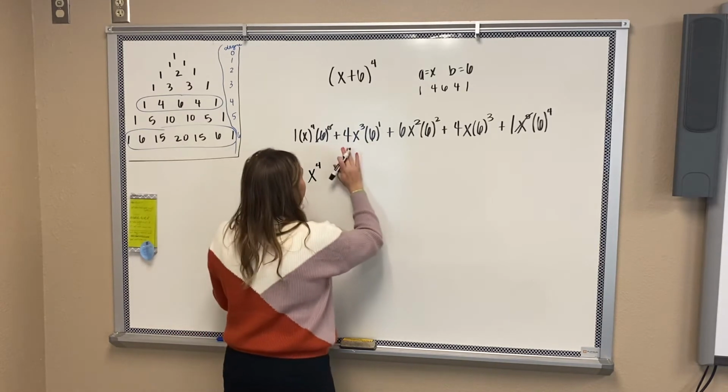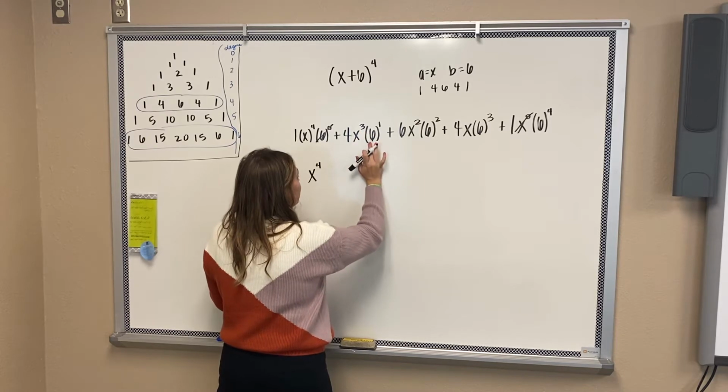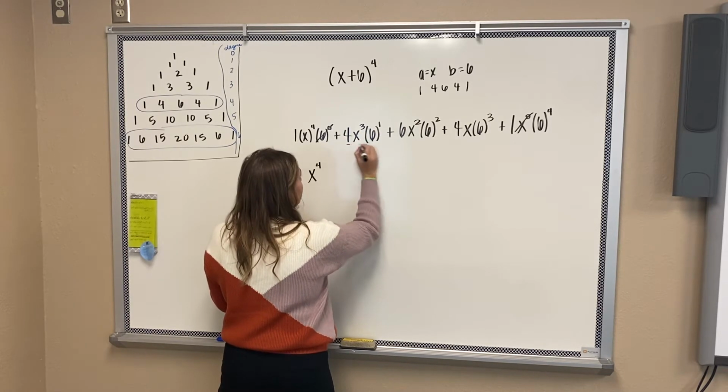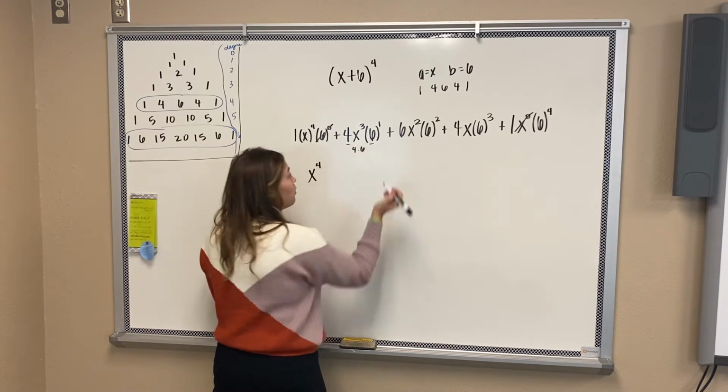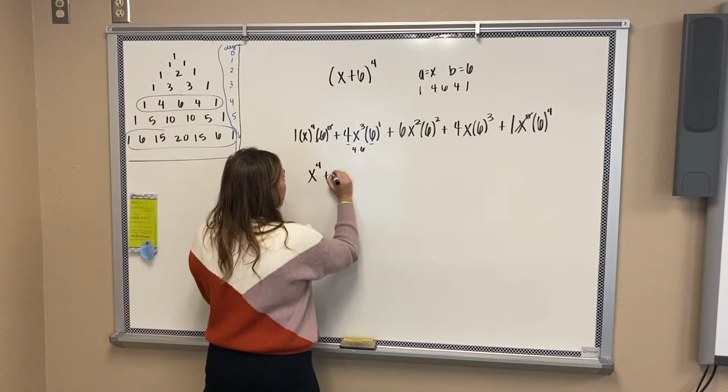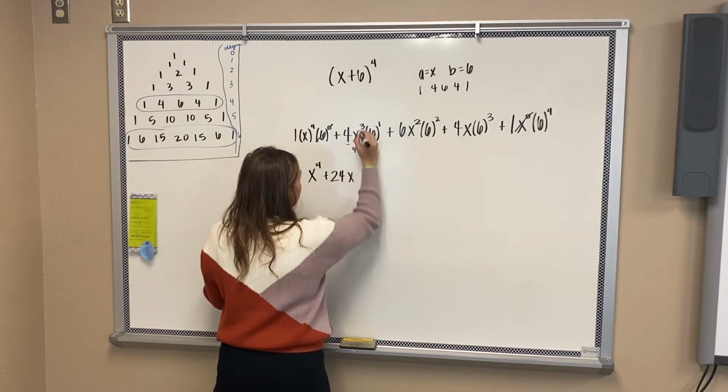Okay, here we have 4 times x cubed times 6 to the 1st power. So all we need to multiply is the 4 times 6, which is 24. So plus 24x cubed.